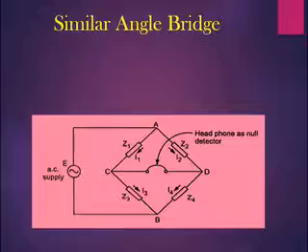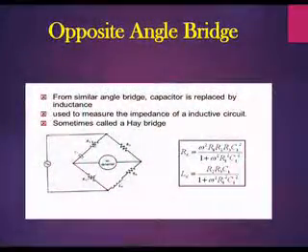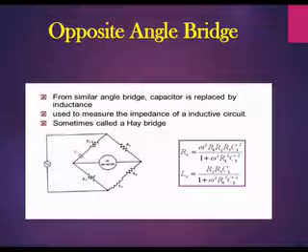Another type of bridge is the opposite angle bridge. The opposite angle bridge or Hay bridge is used to measure the resistance and inductance of coils in which the resistance is a small fraction of the reactance XL. That is, the coil has a high Q, meaning a Q greater than 10.